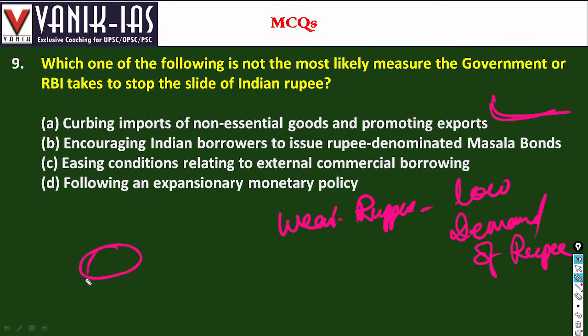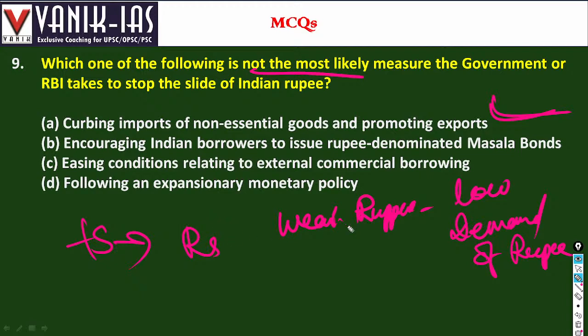If you promote export, then what will happen? People will give you money and they will demand US dollars. Promoting exports means people will sell there. If you promote export, then they will earn dollars and give dollars to RBI and seek rupees. So obviously that is a measure to stop the slide of the Indian rupee.